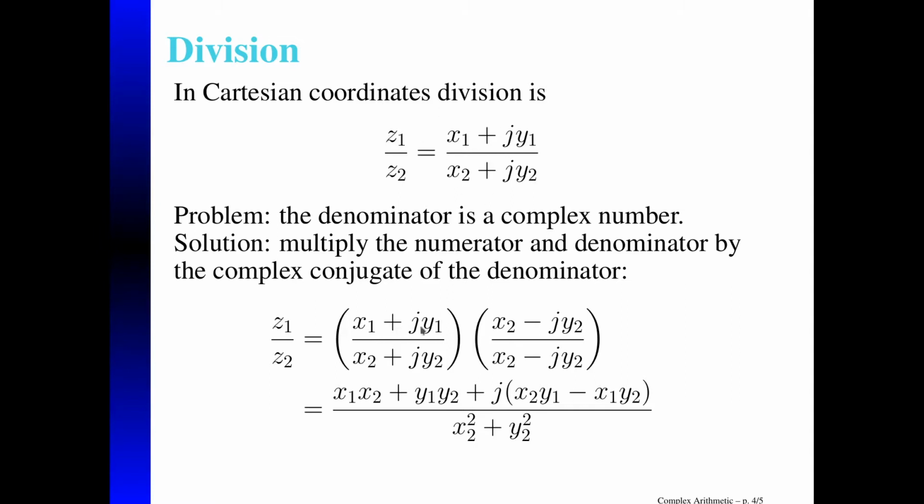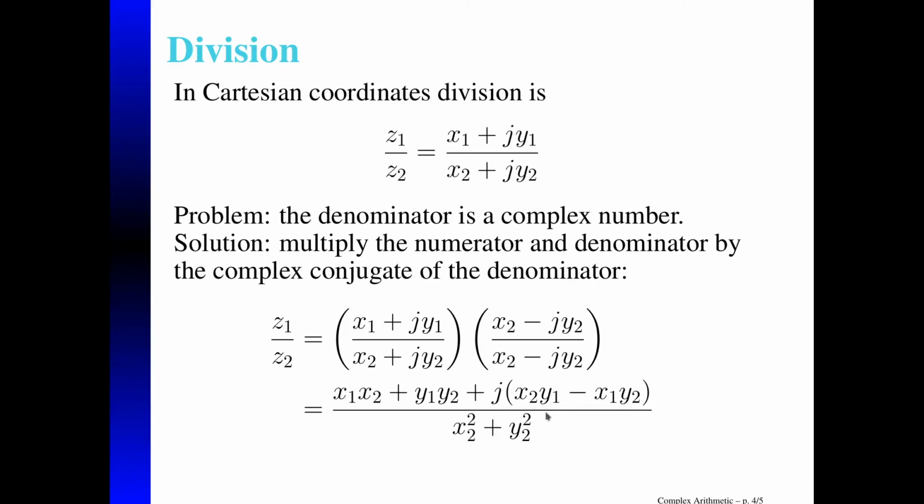So now I take this right here, and I multiply it by x2 minus jy2, the complex conjugate of this, over x2 minus jy2. This is just 1, right? Some complex number divided by that same complex number, so it's 1. And then when I multiply the numerator values, it's just multiplication of two complex numbers, so I get this expression here. But the reason why we did this is so that when we multiply the denominators, the imaginary parts cancel out, leaving only a real number.